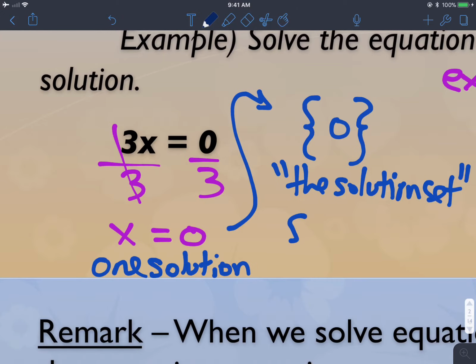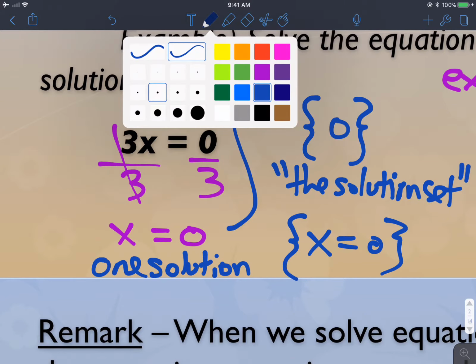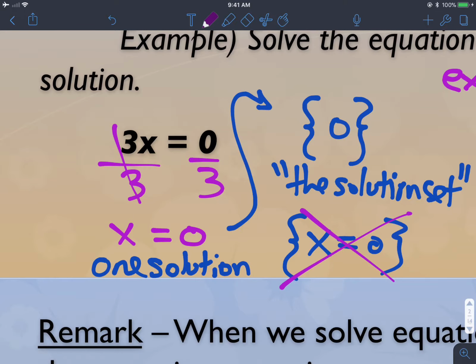Okay, something that the computer would mark wrong: if you put x equals 0 and put that in brackets, the computer will mark it wrong. So if they ask for the solution set, they're saying just the number. By the way, that word set, it's just a list of numbers. That's all. Don't really worry about what that means too much.